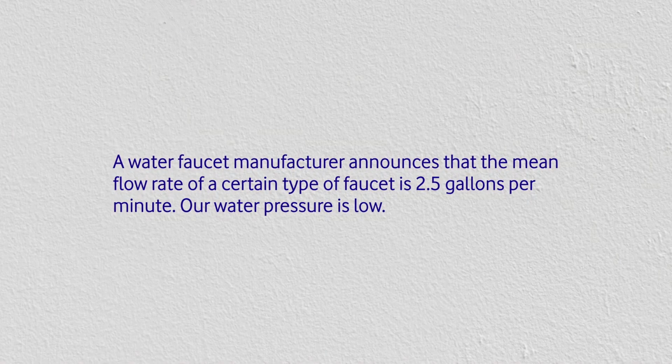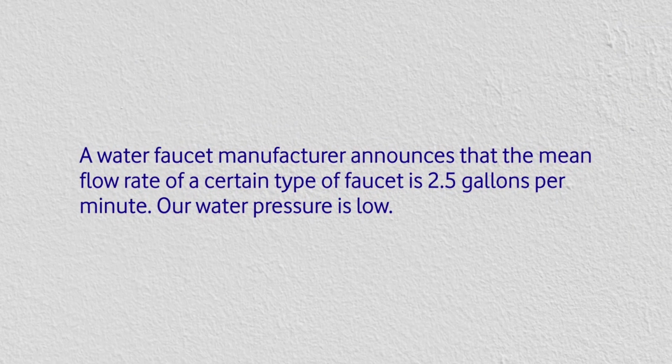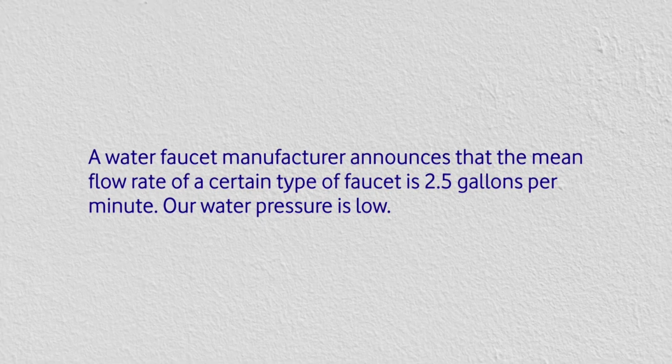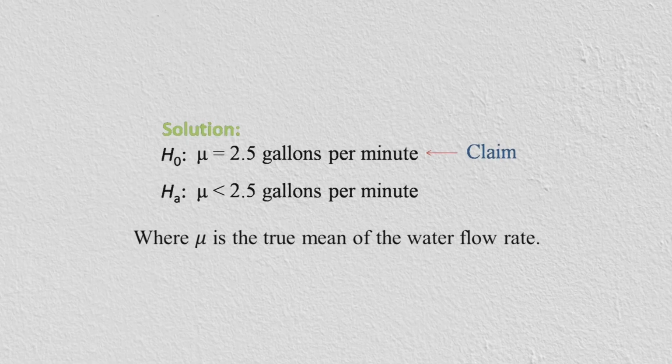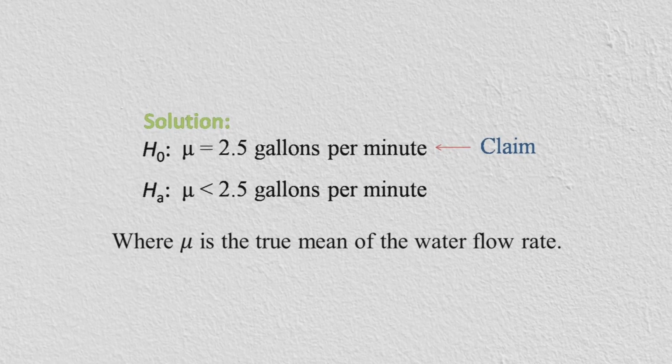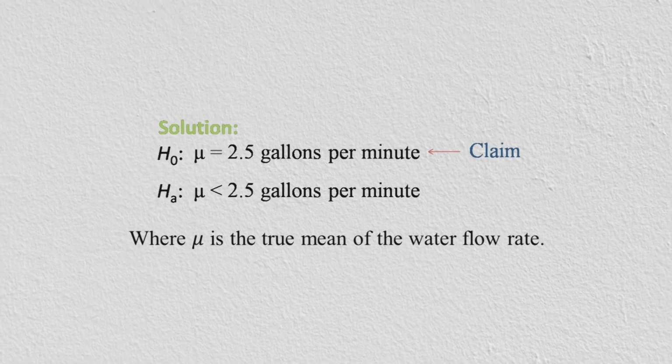Here P is the true proportion of students who graduate in 4 years. So, write the claim as a mathematical sentence, then state the null and alternative hypothesis. We can take another example. A water faucet manufacturer announced that the mean flow rate of a certain type of faucet is 2.5 gallons per minute. Our water pressure is low. So mu equals 2.5 gallons per minute, that is the claim, and the alternative is mu is less than 2.5 gallons per minute, where mu is the true mean of the water flow rate.